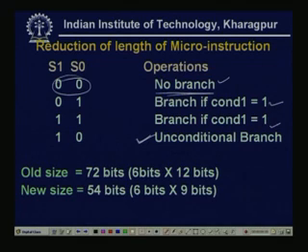So, the old memory size was 72 bits because of a 6 bit address and 12 bits control words. Now, after removing the branch address, it becomes 7 plus 2, 9 bits: 7 control signals and 2 condition select fields. The new size will be 6 bits, the address remains the same, by 9 bits. So, these are 54 bits. This is the reduction of the length of the micro instruction.